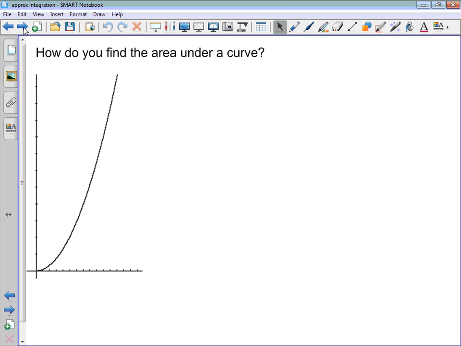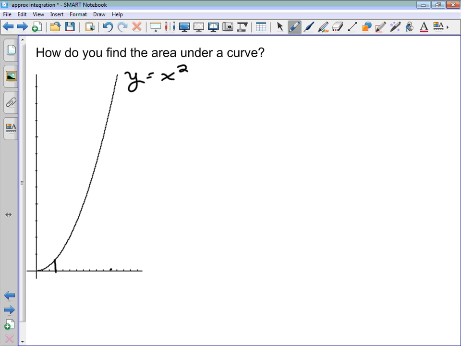Well, one thing that we could do if we just want to estimate the area under the curve is take our function here. Our function is just y equals x squared, so this is just a parabola opening up. If I've got my graph here, I can imagine taking the area underneath the graph and dividing it into a shape that I know how to find the area of. So I can imagine dividing this into rectangles.